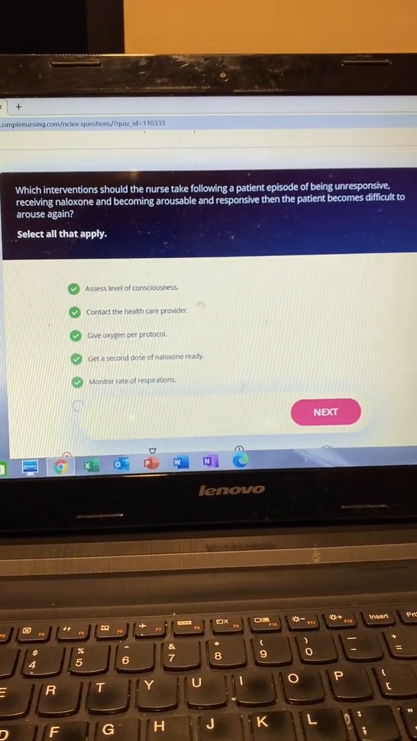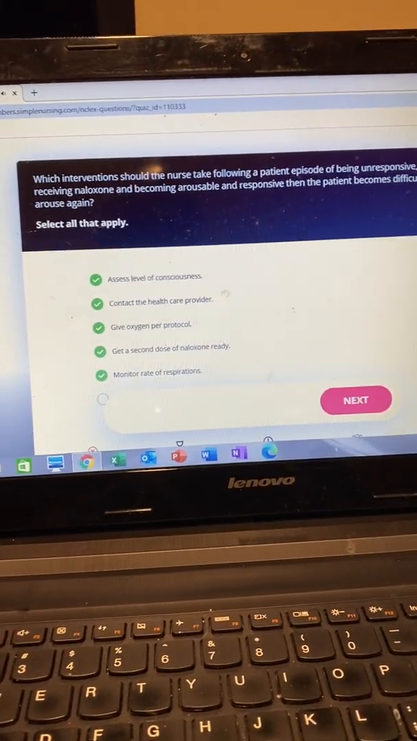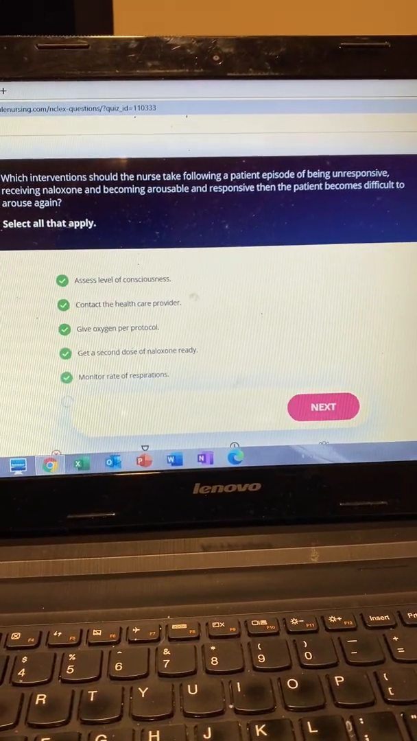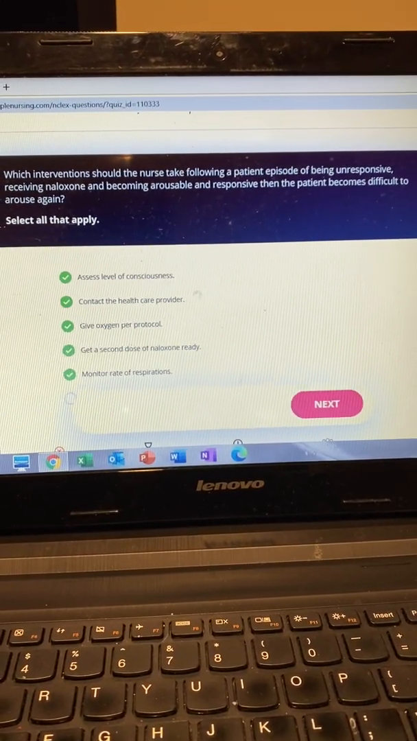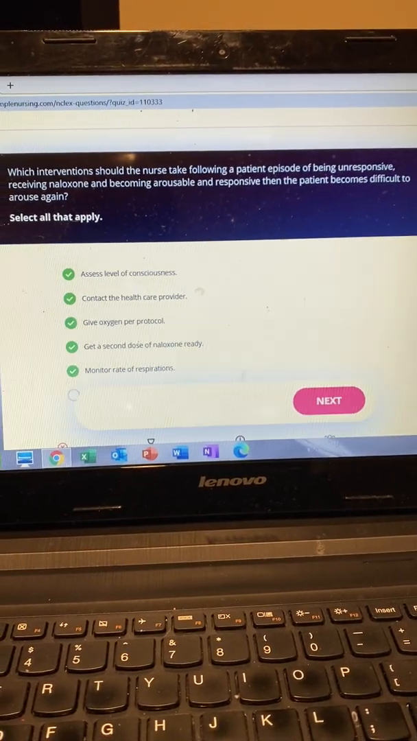Now option 2, also correct. The HCP needs to be aware of this treatment. And option 3, also correct. Oxygen is used to maintain this oxygen status. Because remember, opioids, again, low and slow. We're going to have low and slow respirations.